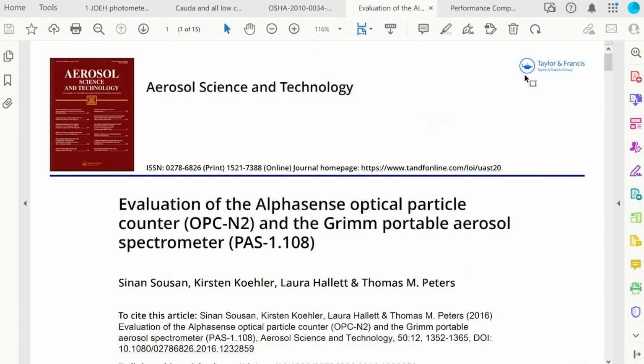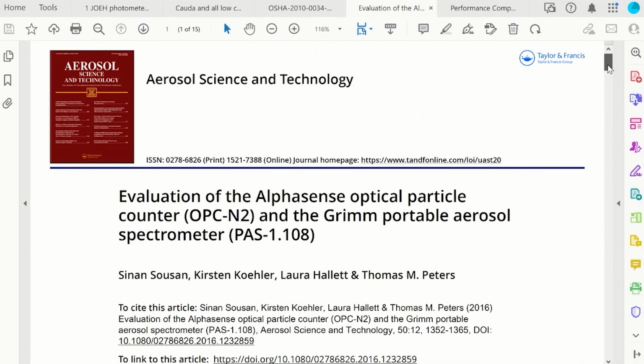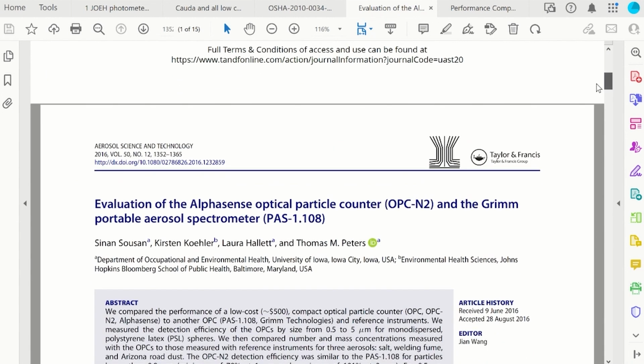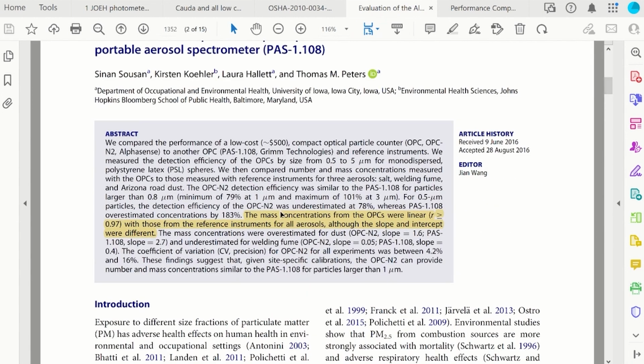Okay, I wanted to quick show the Alpha Sense, another good article. This is the sensor that's in the RASCAL one. And so I'm going to talk about linear response. This is also very important. The mass concentrations from the optical particle counters, the OPC N3 alpha sense, in this case N2, were linear with those from the reference instruments for all aerosols, although the slope and intercept were different. Okay, so this is, you want linear. If you have a different slope, that means you've got to apply a correction factor.